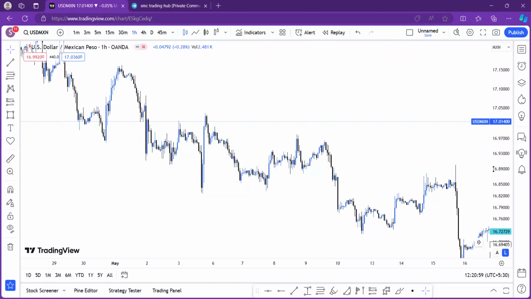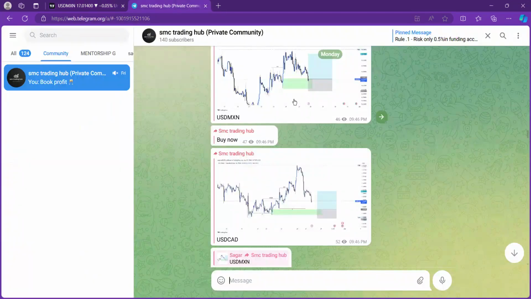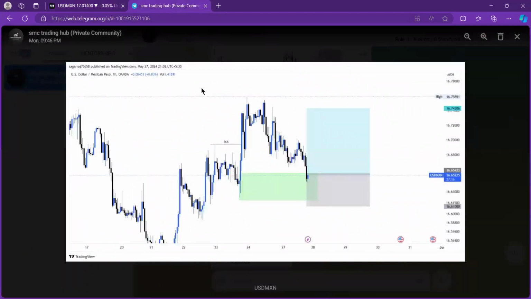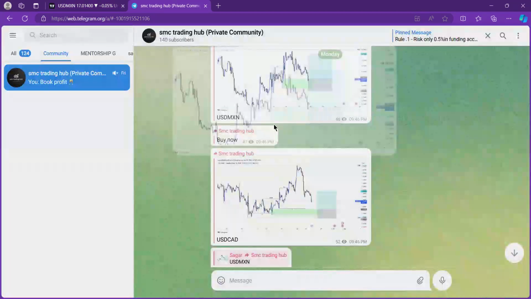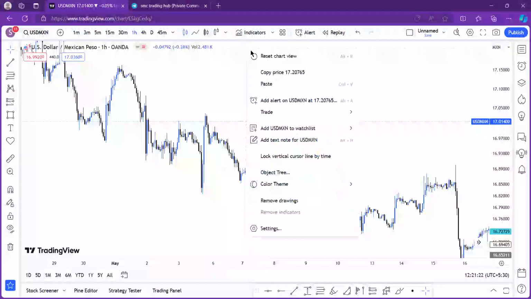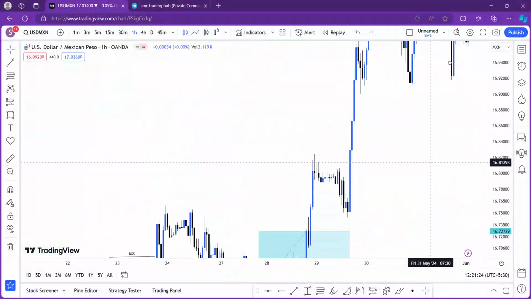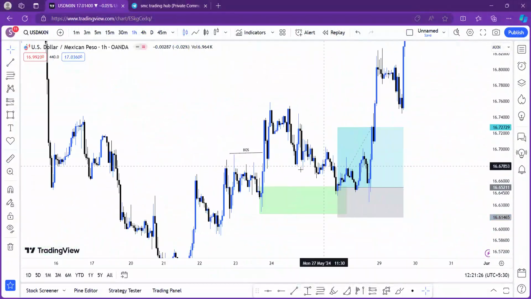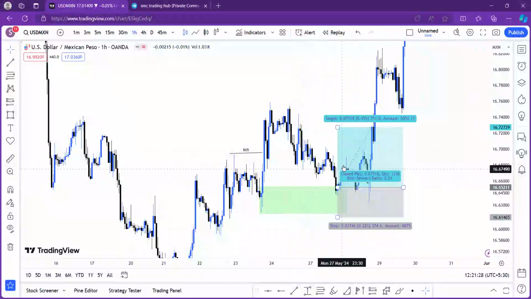So the first trade I took was in USD MXN, the Mexican peso. Firstly, I'll show it in my Telegram group, where I shared all my trades before entry. Yeah, this trade. This is the USD MXN 1 hour chart, and I said there, buy now. So I'll show the trade as it is, and the explanation of why I took this entry and why price goes long from this area.